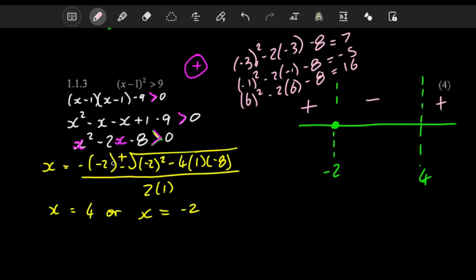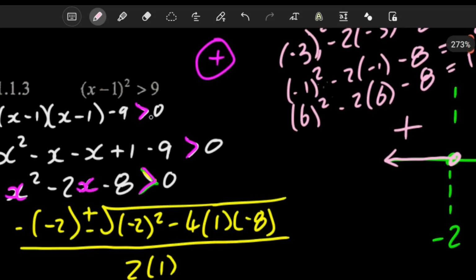So now you can answer your question. They're asking where this graph is above 0, so all you look for is the portions where you have a plus. You can see that you have a plus from here going to the left, and then a plus from here going to the right. As long as your question does not have an extra line here or there, your answer will also not have that extra line.